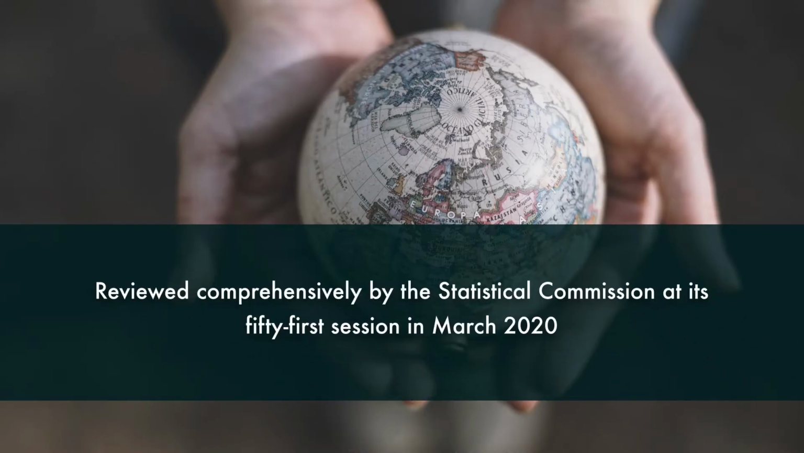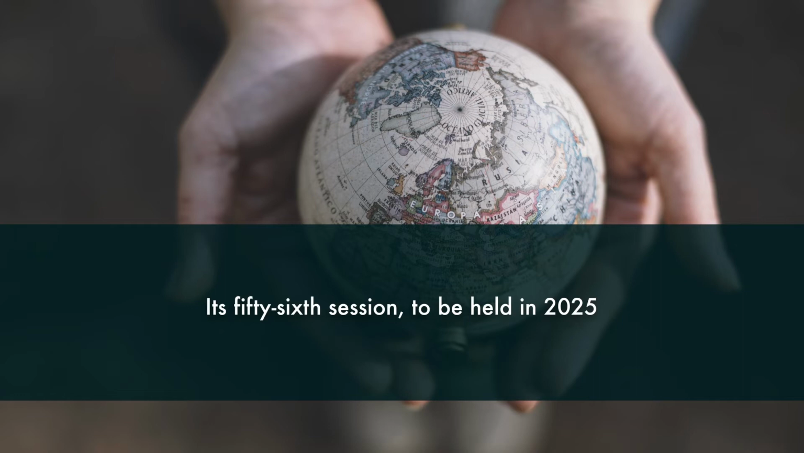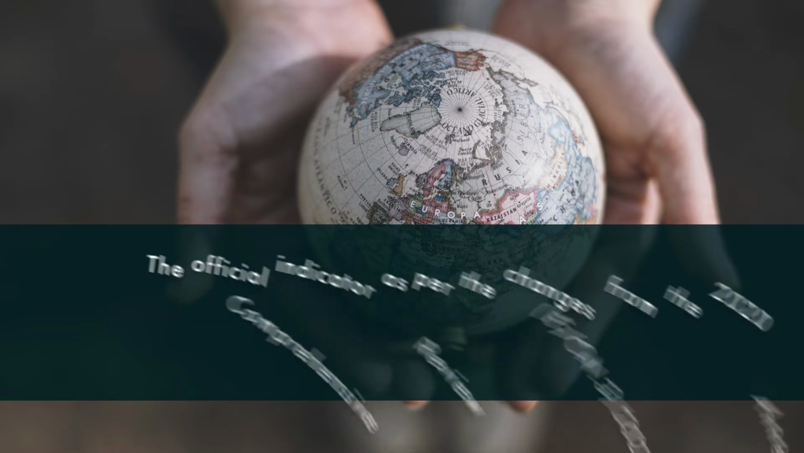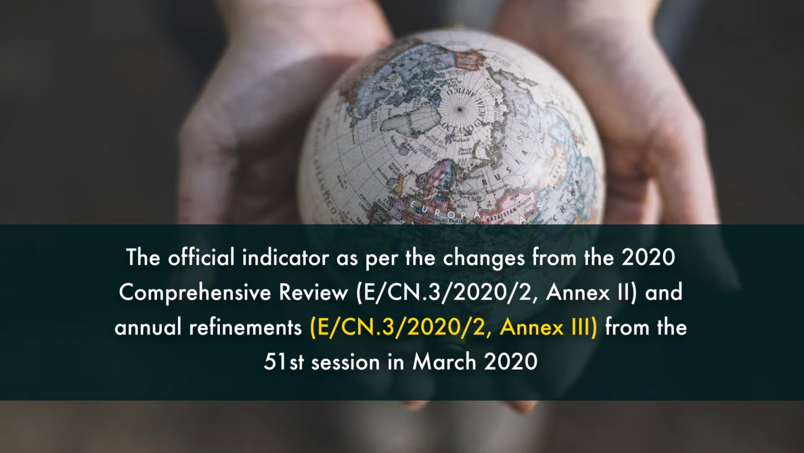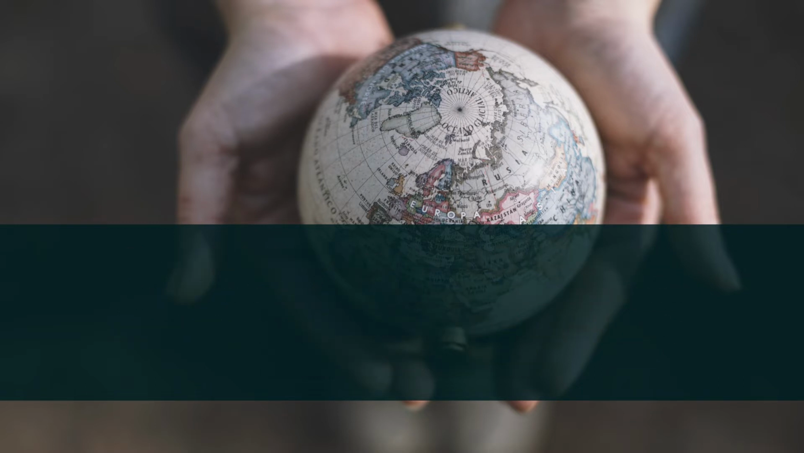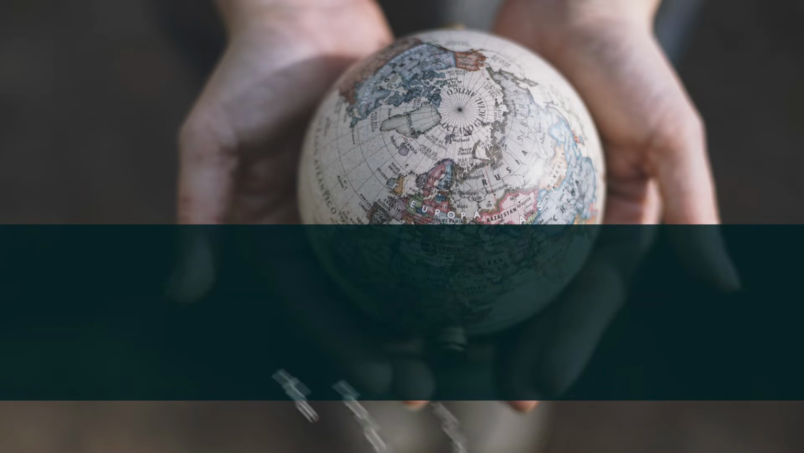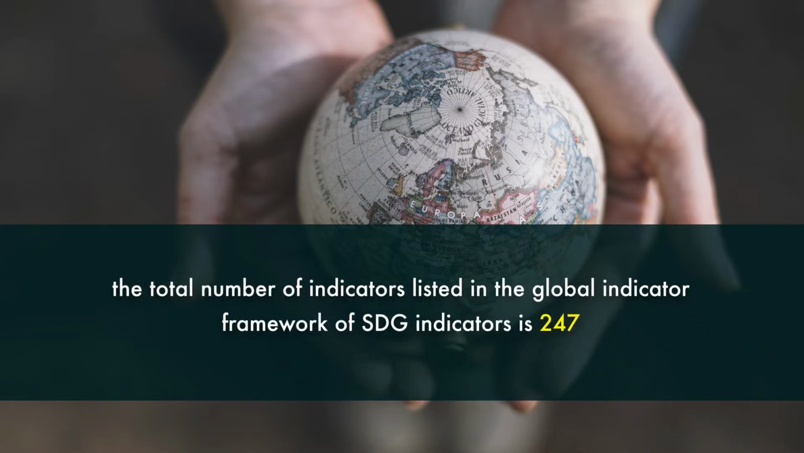It was also reviewed in its 54th session in March 2020 and its 56th session to be held in 2025 also. This global indicator framework will be complemented by the indicators at the regional and national levels, which will be developed by member states. The official indicators, as per the changes from the 2020 comprehensive review and annual refinement from the 51st session in March 2020, have 231 unique indicators, with 12 indicators repeated under 2 or 3 different targets. And so, the total number of indicators listed in the global indicator framework of SDG indicators is 247.